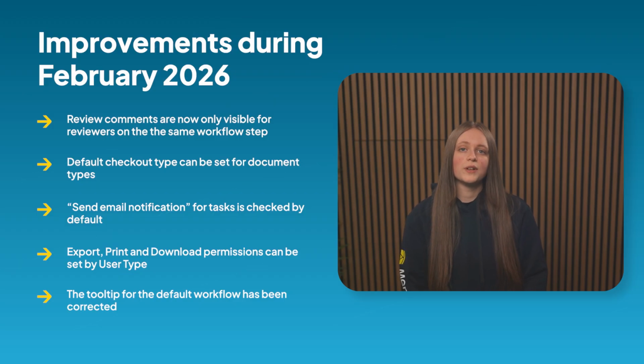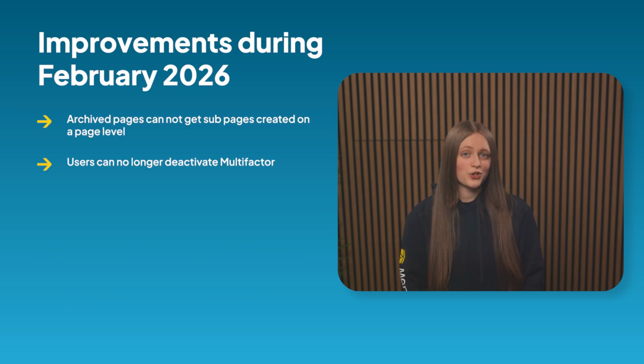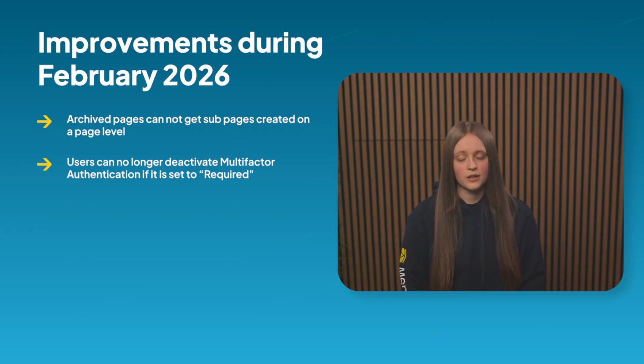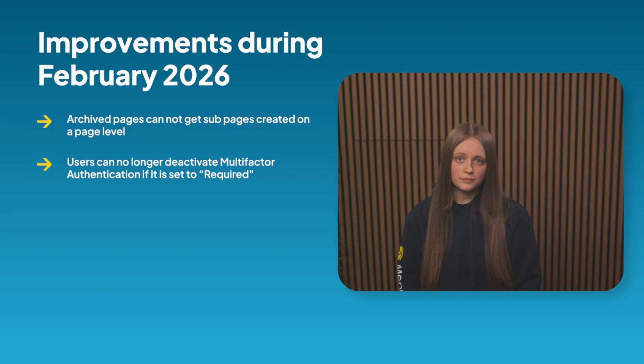We also have an improvement regarding the tooltip that appears for the default workflow. This has now been corrected and clarified to better show what it actually does. For this release, we have also ensured that chapter pages that are marked for archiving do not have the button for Add Page Below in the editor. And this, of course, makes it not possible to add these pages below an archived chapter.